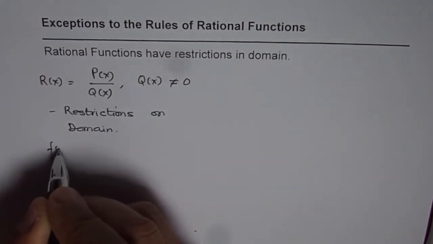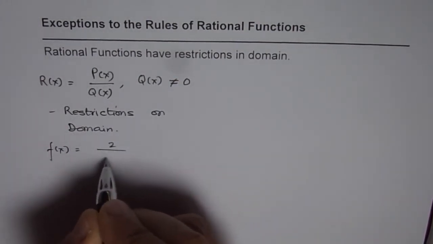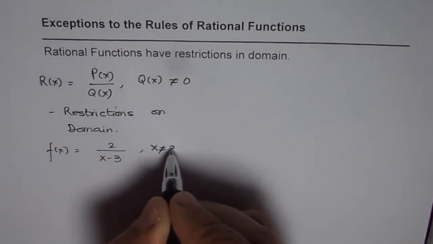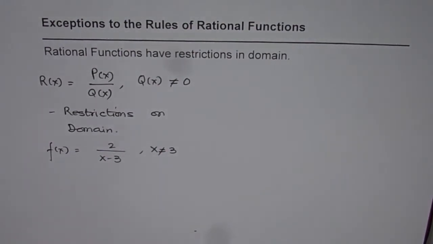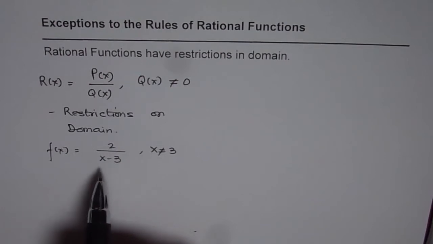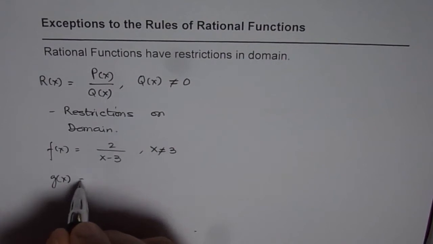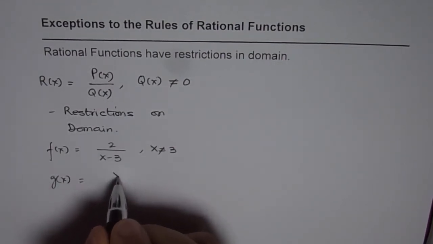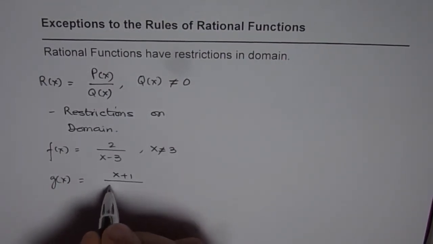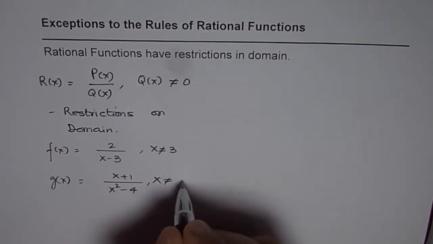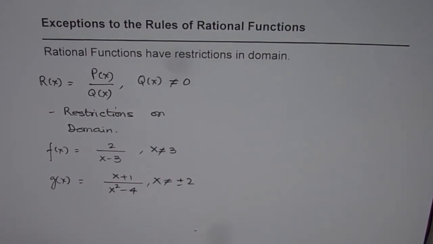For example, if we have f of x equals 2 over x minus 3, then we know x is not equal to 3, since it will make the denominator 0, right? And so the domain is restricted. The domain is all real numbers except 3. If you have a function like x plus 1 over x squared minus 4, then x should not be equal to plus and minus 2, since both these values will give you a restriction.